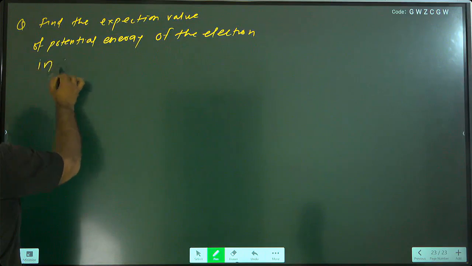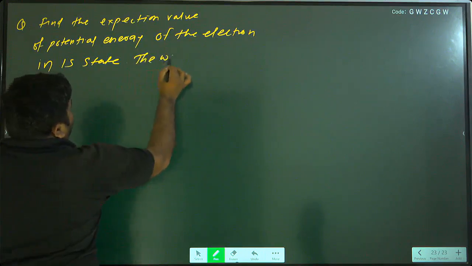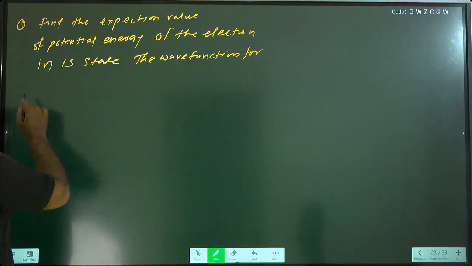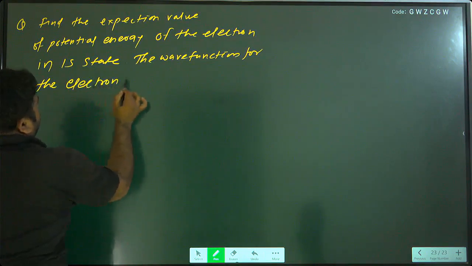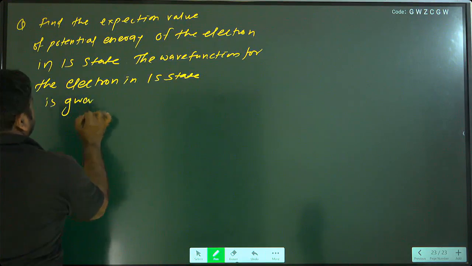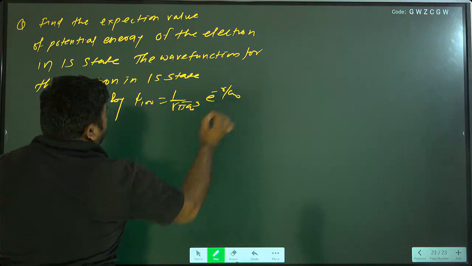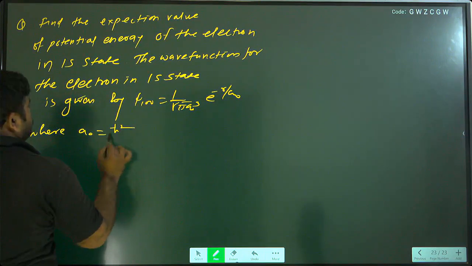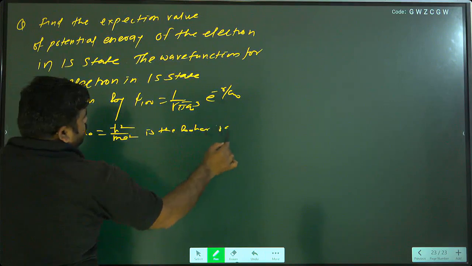In one state, the wave function for the electron in one state is given by psi 100, which is 1 upon pi a naught cube, e to the power minus r upon a naught, where a naught is equal to h cross square upon m e square, the Bohr radius.